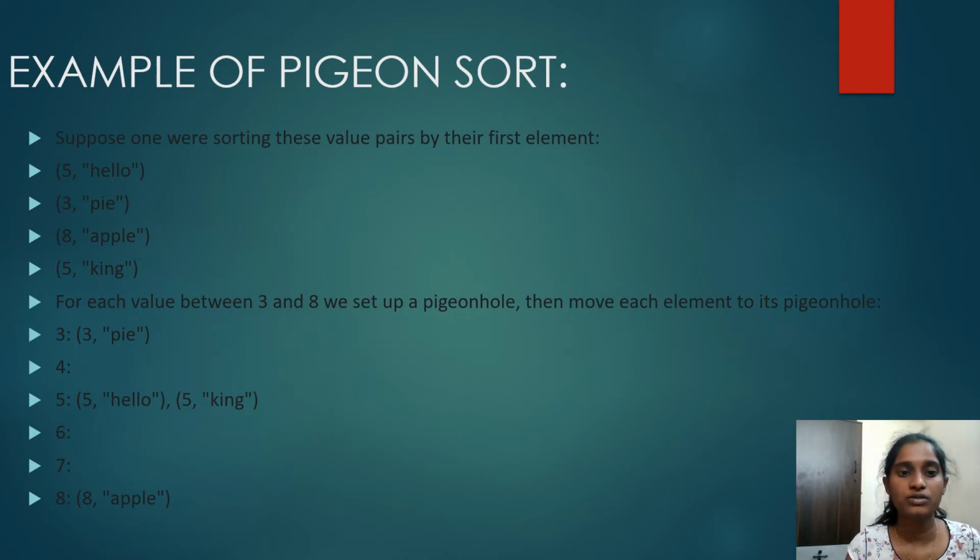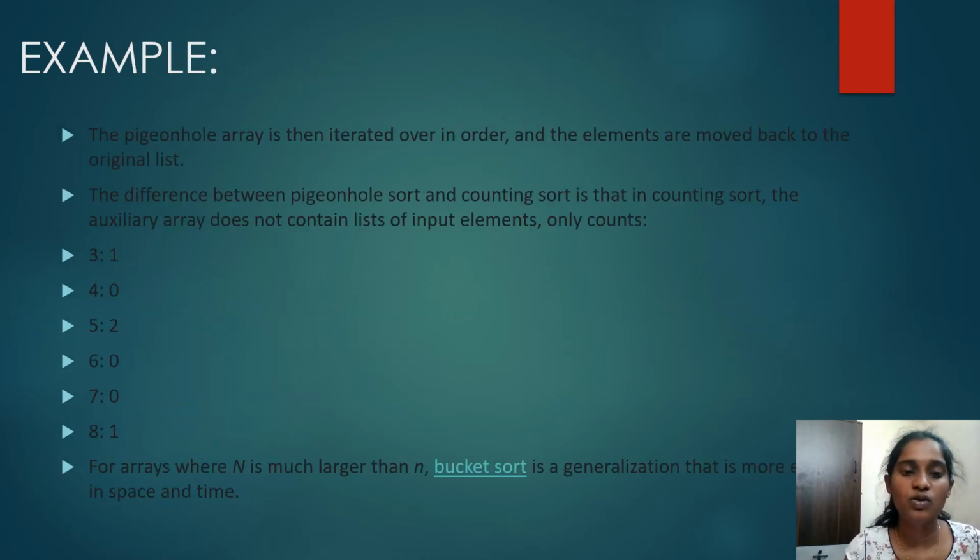Example of pigeonhole sort. Suppose one was sorting these value pairs by their first element: 5 hello, 3 pi, 8 apple, 5 king. For each value between 3 and 8, we set up a pigeonhole, then move each element to its pigeonhole. 3 is 3 pi, 4 is empty, 5 is 5 hello and 5 king, 8 is 8 apple. The pigeonhole array is then iterated over in order and elements are moved back to the original list.